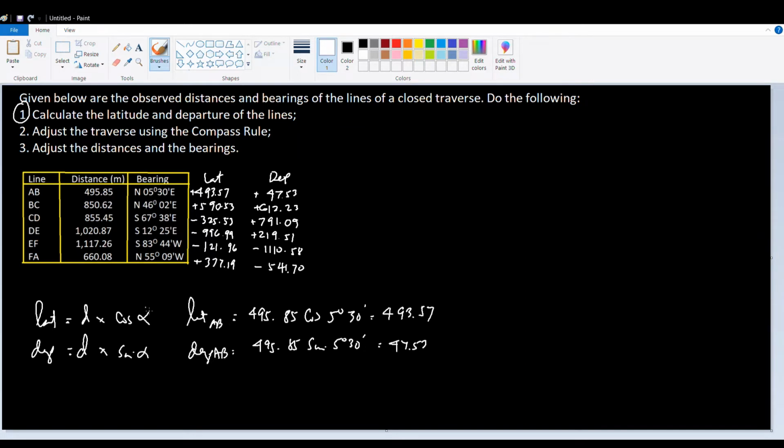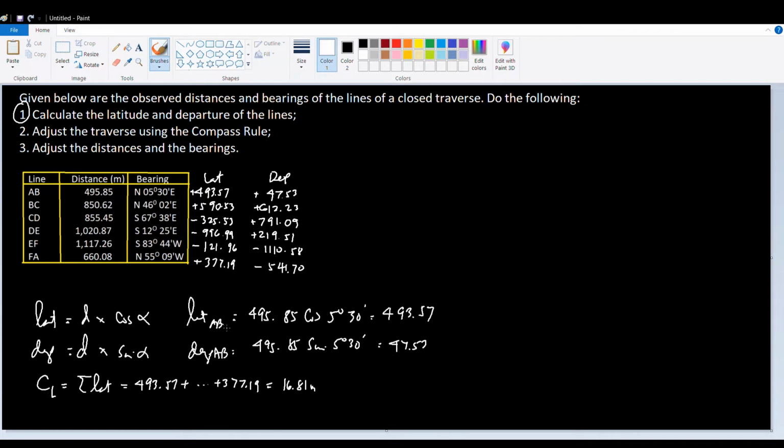So the next thing that we should do is to get the misclosure. Now, before we can adjust, we need to determine the misclosure. So your CL is equal to the summation of all the latitudes. So that will be 493.57 plus and so on and so forth plus 377.19, and that must add up to positive 16.81 meters.